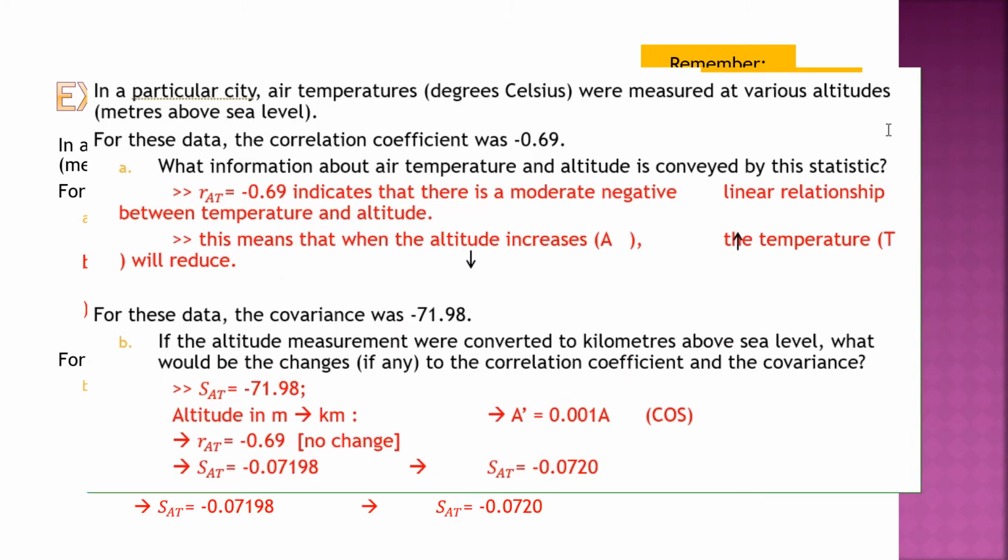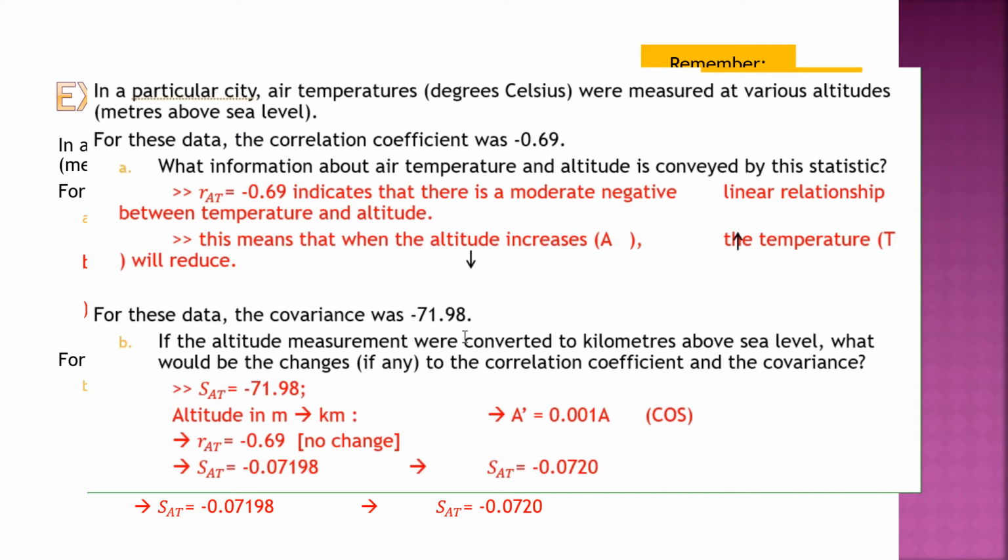Okay, I will just go through question 5 to 9 quickly, but you can actually take your time and get it done, okay? For this, the correlation coefficient is negative 0.89. So what do you know by it? It means when the altitude increases, the temperature will decrease. When it's a negative correlation, one goes up, one goes down.